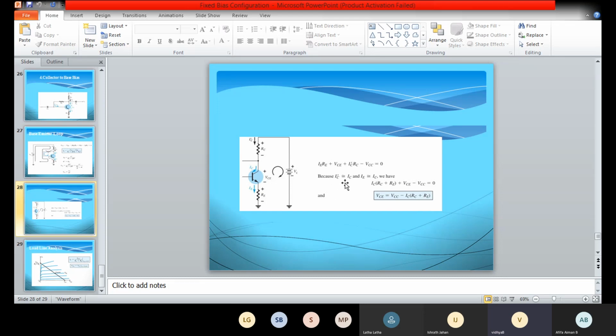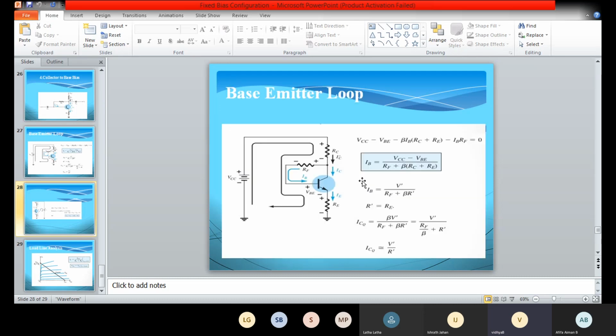Because here only one current will flow, IC dash equals IC and IE equals IC, so we write IC dash equals IE. In the earlier case the base current is 0, so IC dash is equal to IC. But in this case the base current is also connected, so IC dash is equal to IC plus IB.